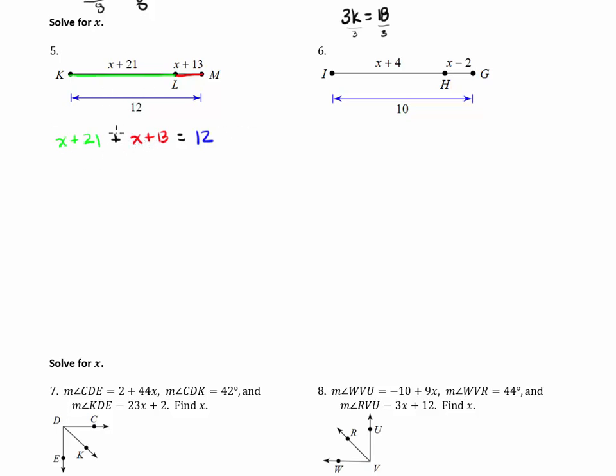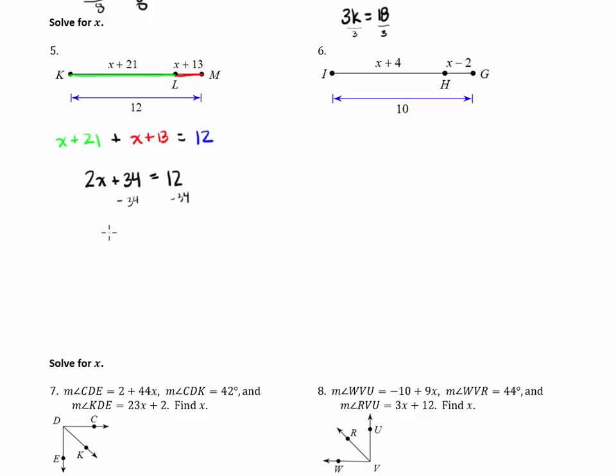So now notice on this one, I can combine like terms over here. They're on the same side of the equal sign. So I have this x and this x I can combine. So I have 1x plus 1x gives me 2x. 21 plus 13 is 34 equals 12. Now we want to try to get the x by itself. So we got to get rid of this positive 34. So we're going to subtract 34 from both sides.